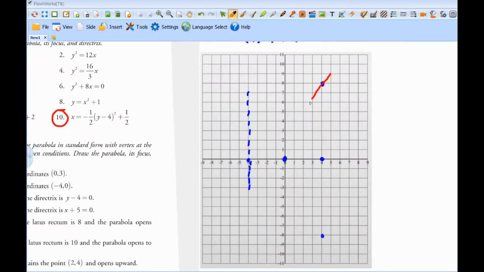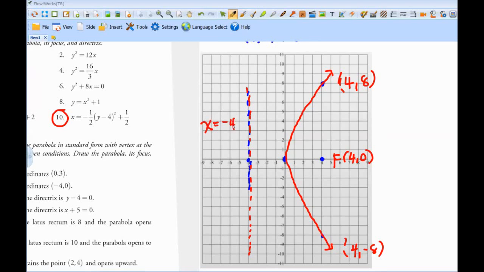So let's graph. The focus is at (4, 0). And then these are the endpoints of the latus rectum: (4, 8) and (4, -8). Okay, so this is our latus rectum, and this is the directrix at x equals negative 4.